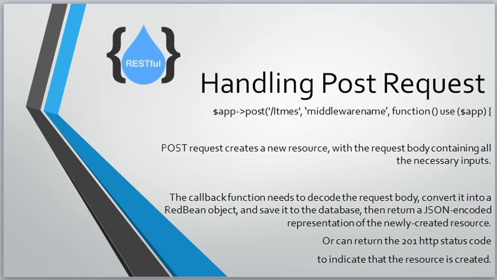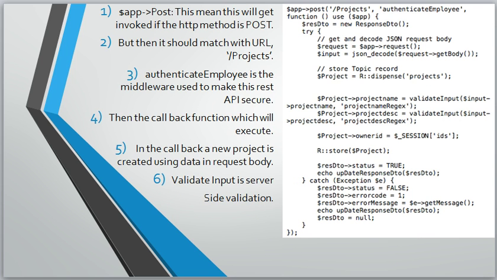Now let's see how to write the actual code. 1. @post. This means this will get invoked if the HTTP method is post. 2. But then it should match with URL /projects. 3. Authenticate employee is the middleware used to make this REST API secure and allow authorization. 4. Then the callback function which will execute. 5. Then the object of response DTO is created.